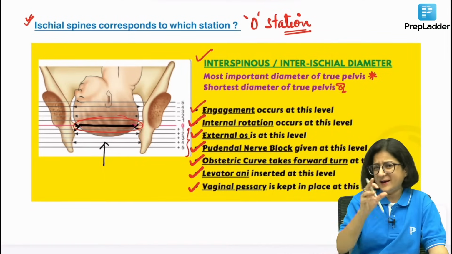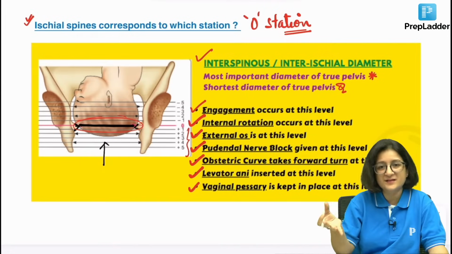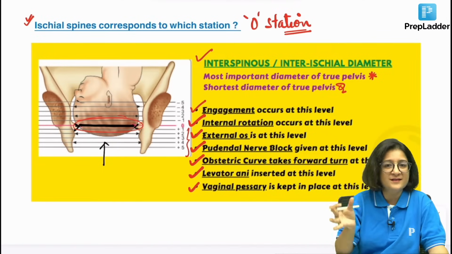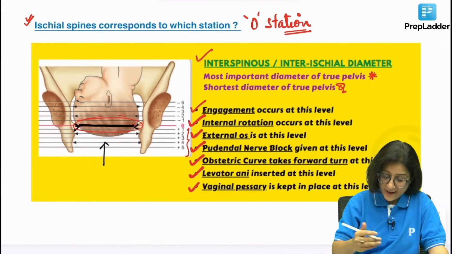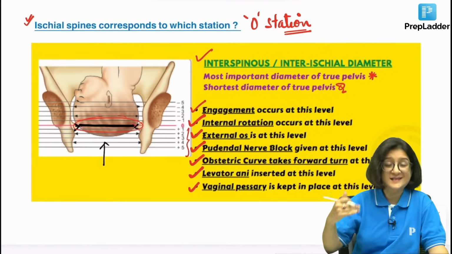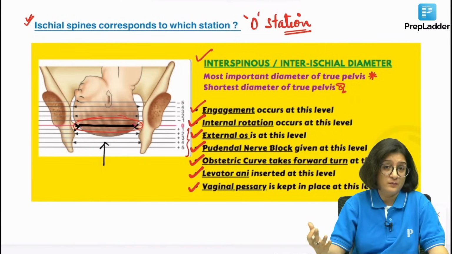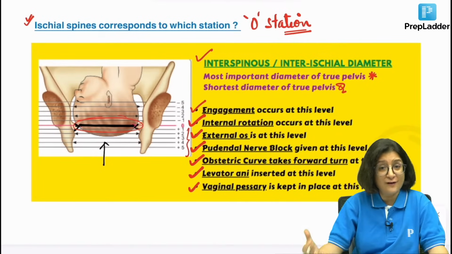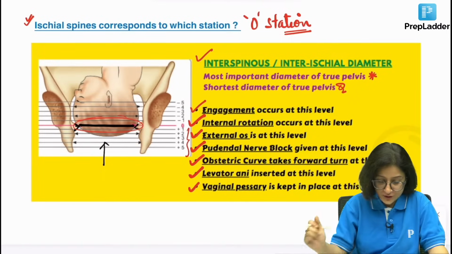And another important pointer in gynae: when we go for vaginal pessary insertion for prolapse cases, it needs to be fitted and suspended at this level of the ischial spines, right? So how many pointers have I given you? 6, 7. I know the entire slide contains about 10 pointers regarding the level of ischial spines. It is so very important, okay?